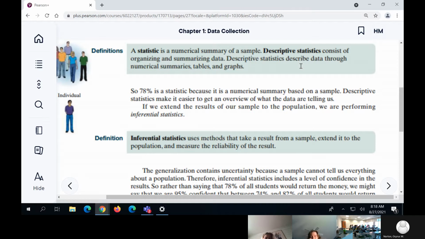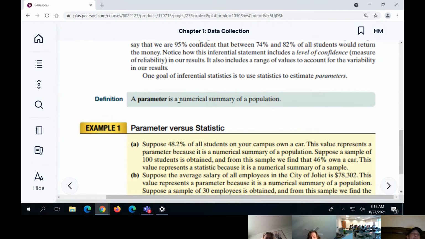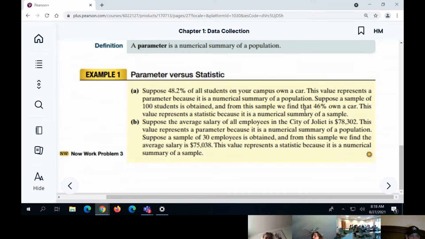Anyway, inferential predicts. There's parameter. Parameter is a variable used for the population. You'll see, it'll make sense later on when you see the formulas. It'll make sense. Next.